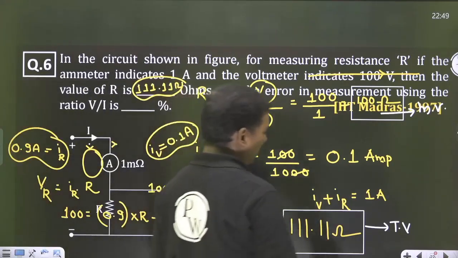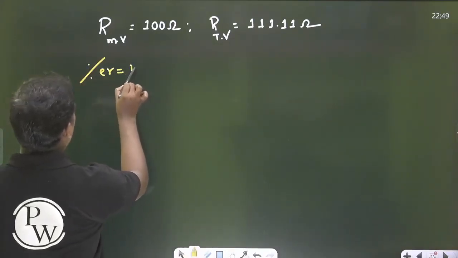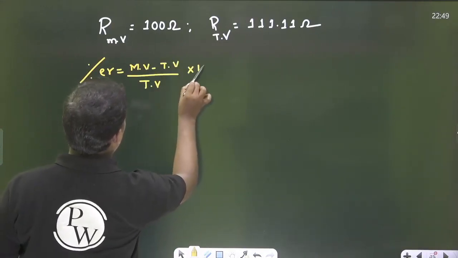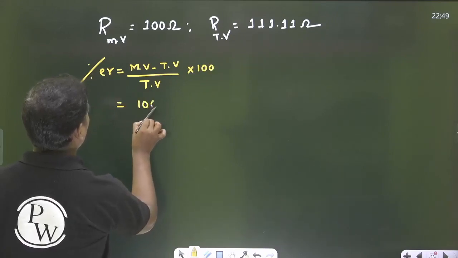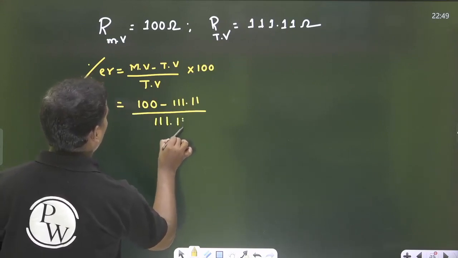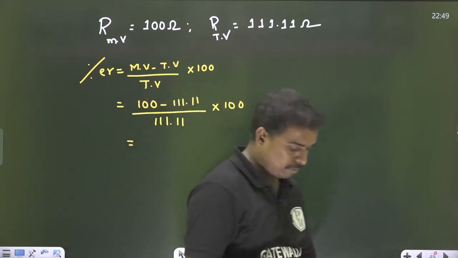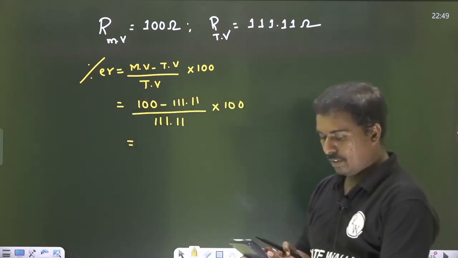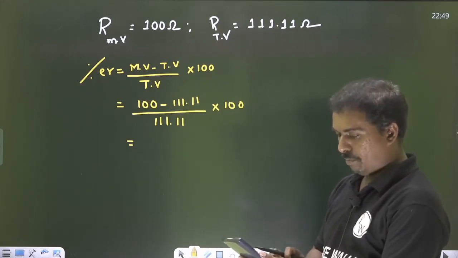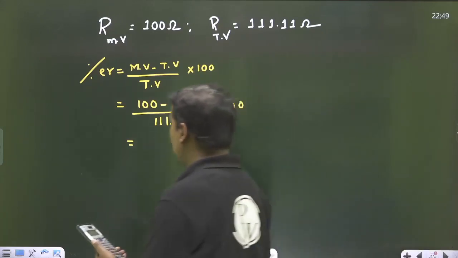The question asked is the percentage of error. So what is the error? Percentage of error can be taken as measured value minus true value, divided by true value, into 100. The measured value is 100, the true value is 111.11. Make the calculation. 100 minus 111.11, divided by 111.11, into 100 is coming as minus 9.9.